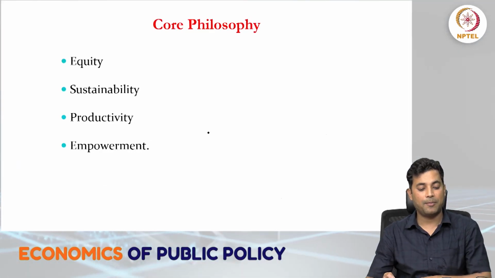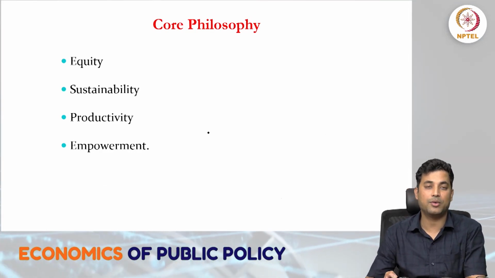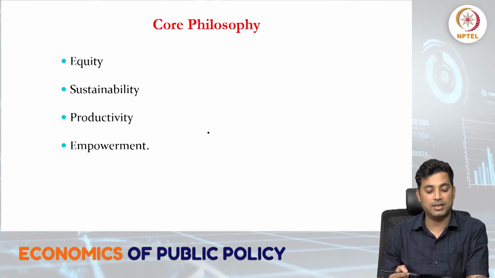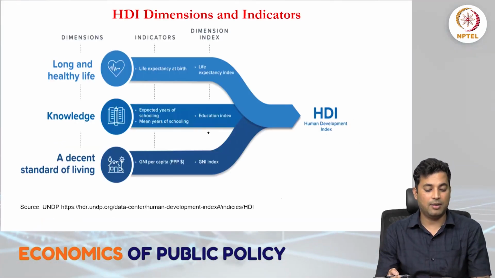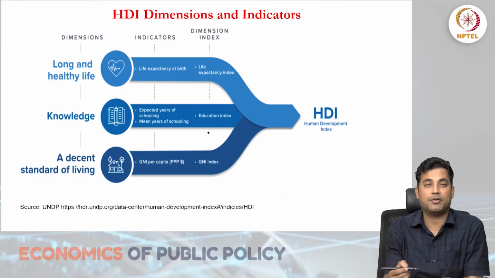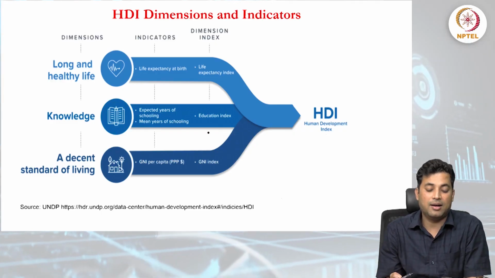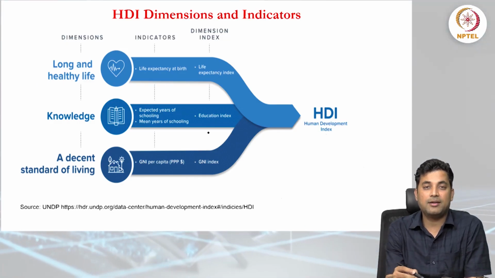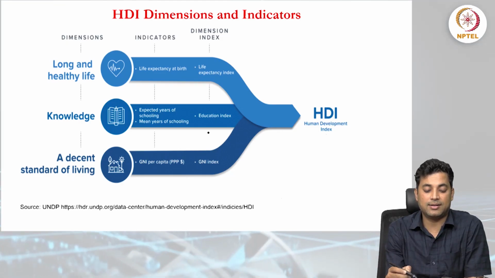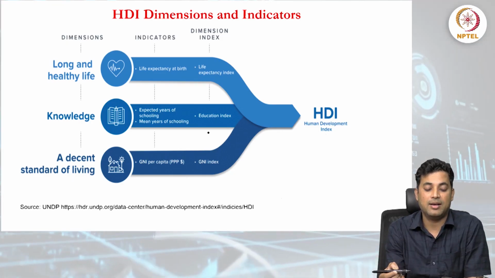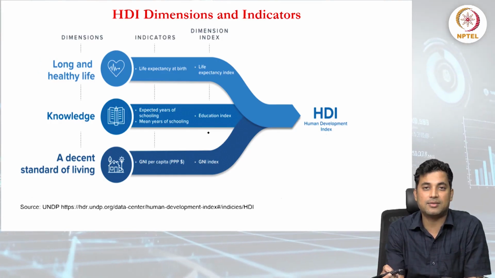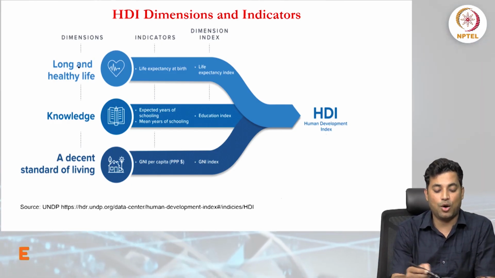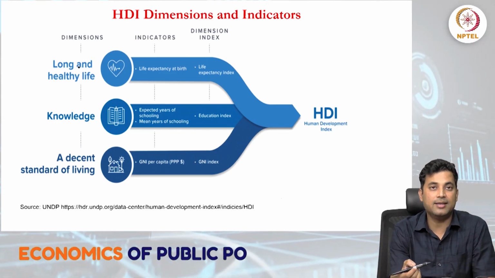So now the core philosophy, when we talk about the human development index, is actually equity, sustainability, productivity, and empowerment. For the visual treat, I have taken this particular picture from the UNDP website, where it nicely discusses the human development index, its dimensions, its indicators, and the dimension index. If we look at the dimensions, they are a long and healthy life, knowledge, and a decent standard of living.